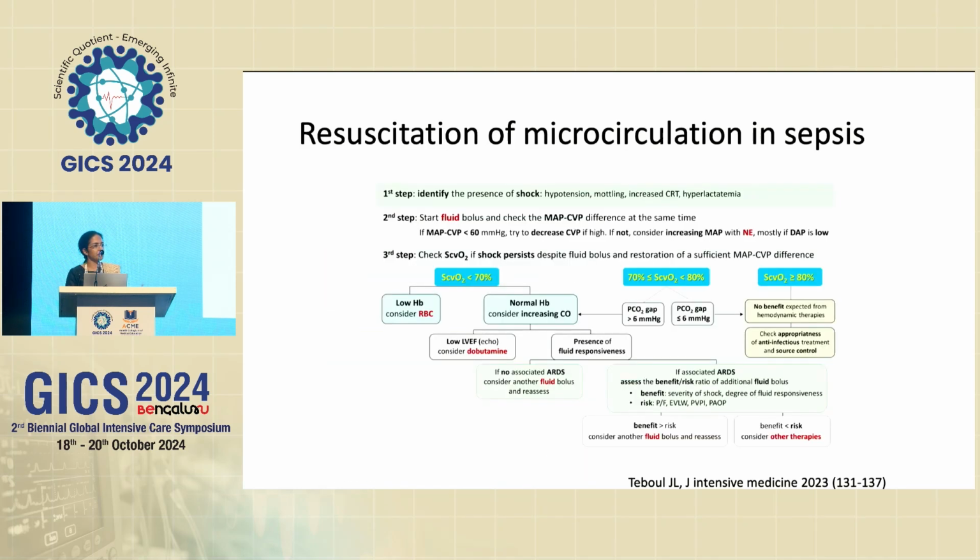And there are several methods by which you can integrate these two into flowcharts. This is one which uses MAP values and then goes on to ScvO2 levels and further the PaCO2 gap, putting them all together.